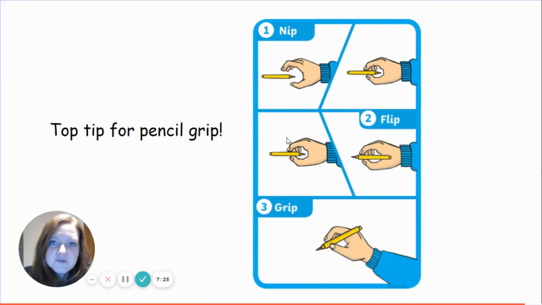Okay, so that's enough talking about our penguin sentences, our sentence rules, and how to hold a pencil. I am really looking forward to seeing some awesome writing by you lot on Seesaw. I hope you have fun.